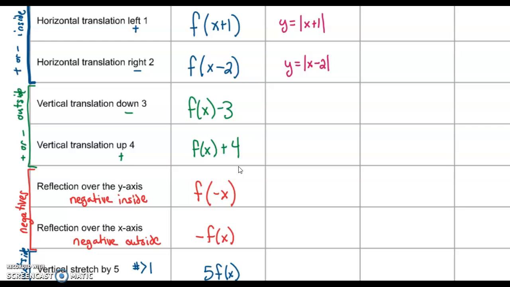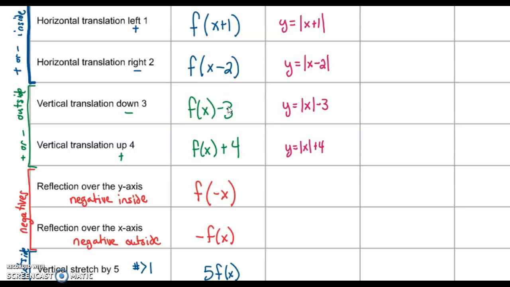So here we had a vertical translation of down 3, and we saw it as a minus 3 outside the parentheses. So you have y equals the absolute value of x, and the minus 3 is outside the absolute value. So the vertical translation is also outside the absolute value, but it is plus 4.